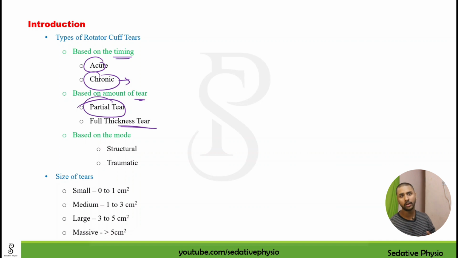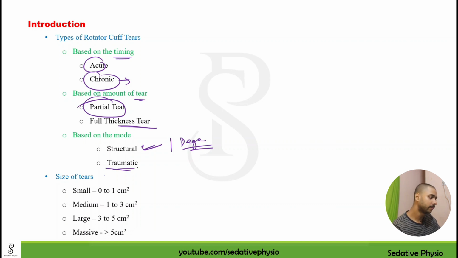That is how the injury has occurred. Now, we have three modes. I have just written two modes. First one is the structural, or we can also say degenerative, because of overuse or any structural issue around the shoulder joint. The rotator cuff tendons and muscles are going to be injured. So these are the structural or the degenerative. This is generally seen in the old age patients, in the aged patients.